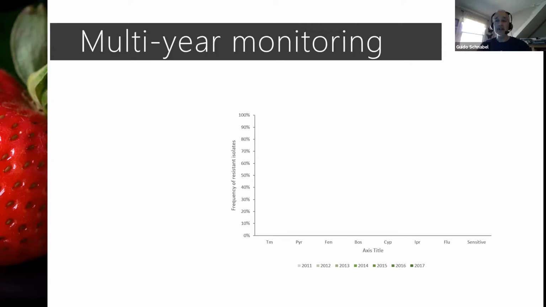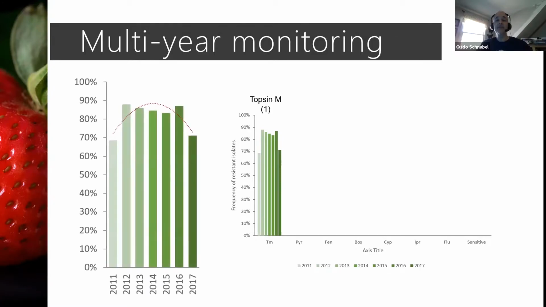We've done quite a few years of resistance monitoring in southeastern or eastern states, many eastern states actually. And this slide sort of gives you an overview of what we found over the last 7-8 years. With regard to FRAC 1, Topsin M would be a good representative of FRAC 1. We saw that resistance was at a very high level even when we began monitoring in 2011.